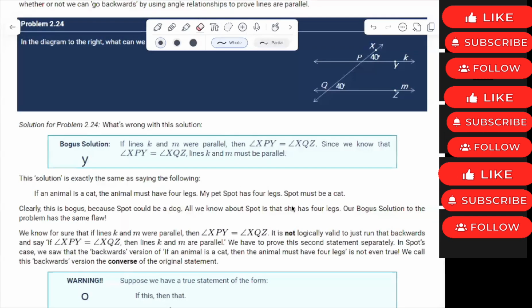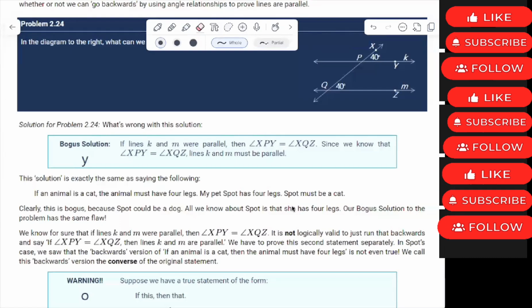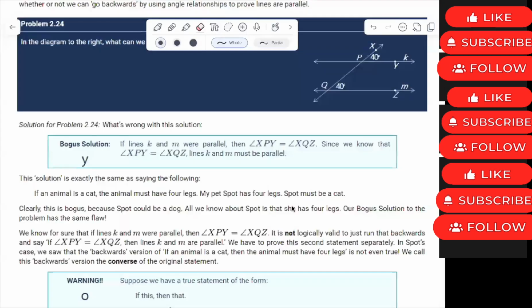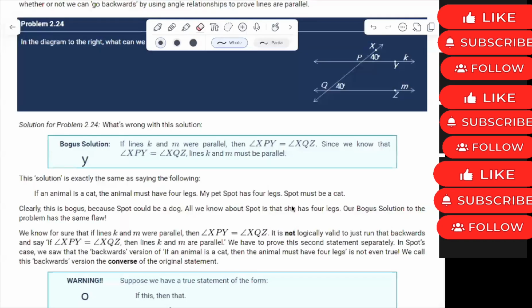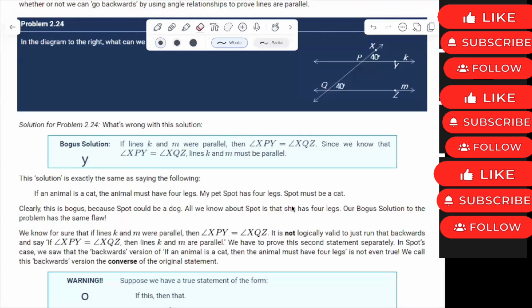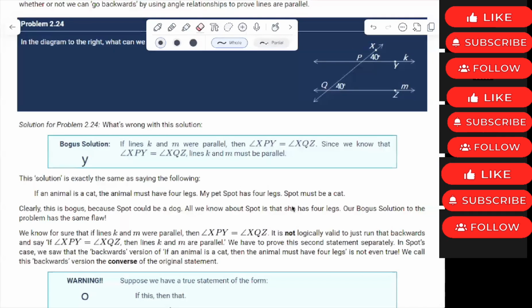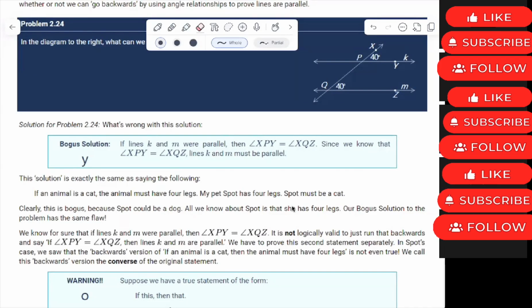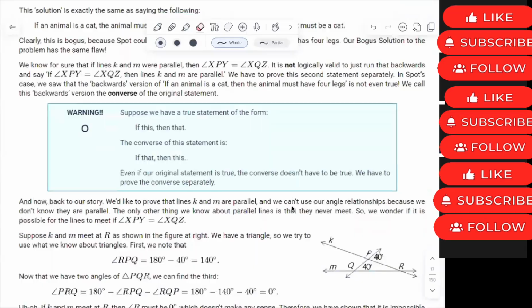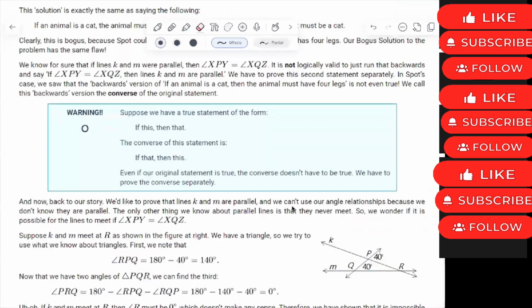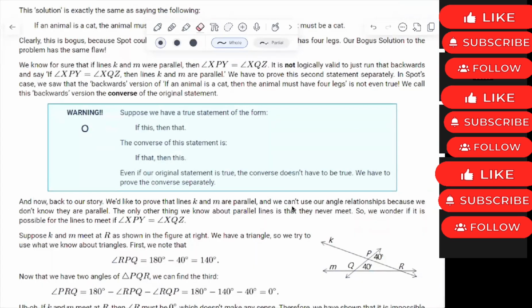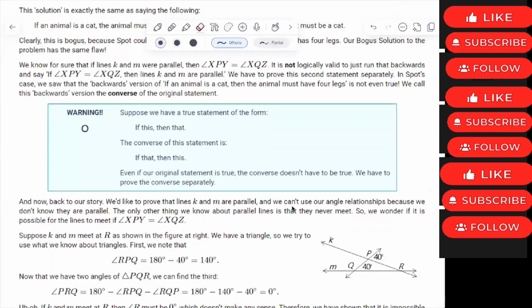If lines K and M are parallel, then angle XPY is equal to angle XQZ. So we know that XPY is equal to XQZ, then K and M must be parallel. This solution is exactly the same as saying the following. If an animal is a cat, then the animal must have 4 legs. My pet Spot has 4 legs. Spot must be a cat. Spot could be a dog, who also has 4 legs. It's the same form. Even though our original statement is true, the converse doesn't have to be true. I have to prove the converse separately.